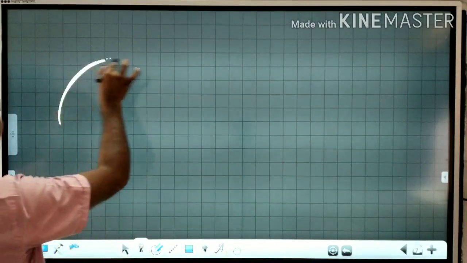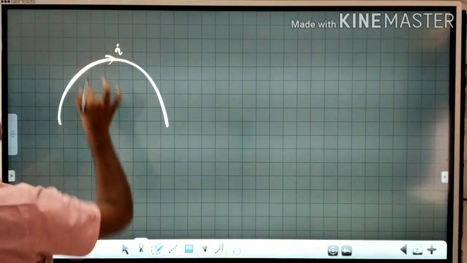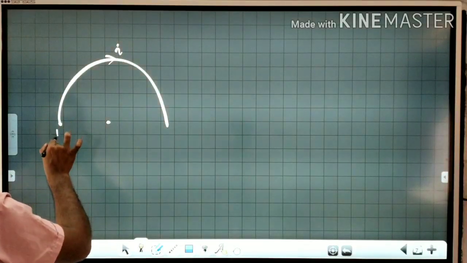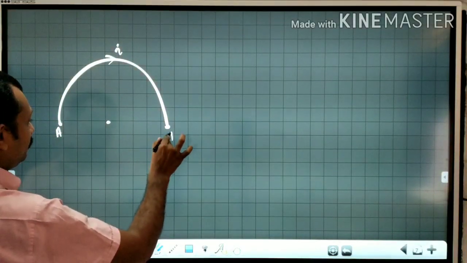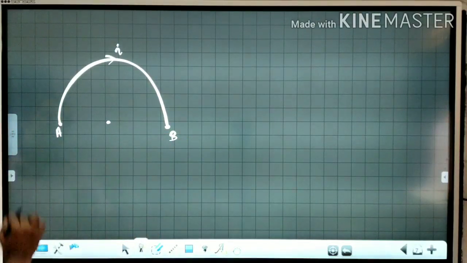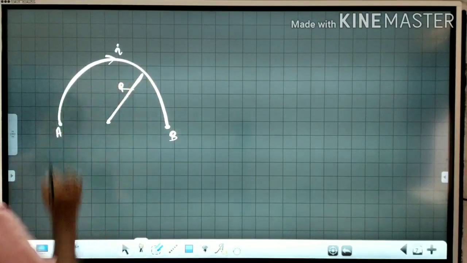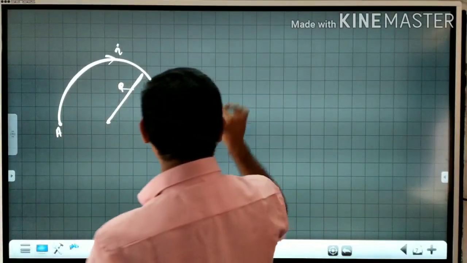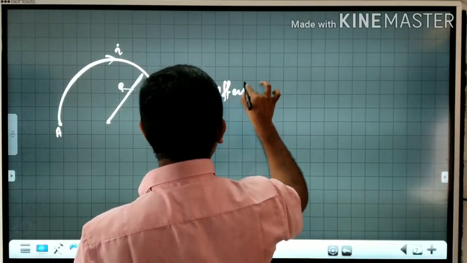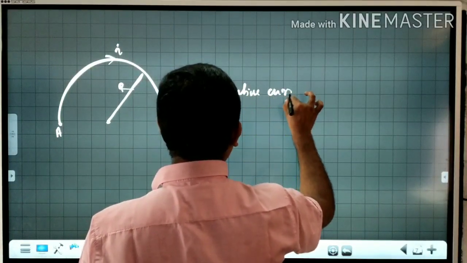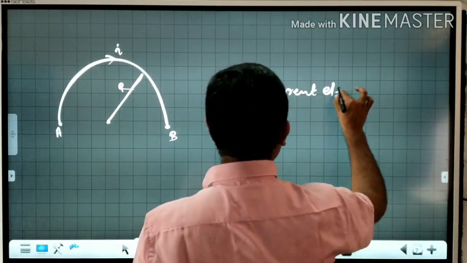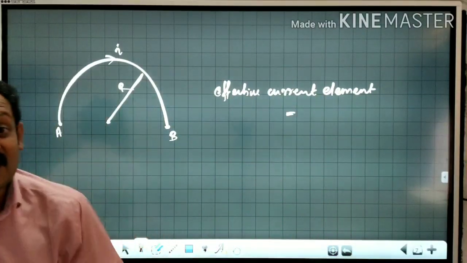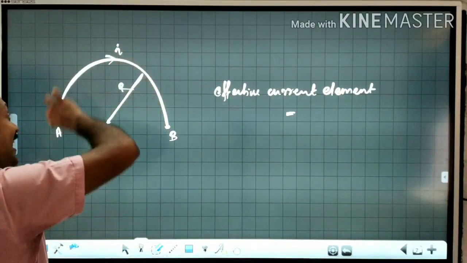Okay, let me consider a semicircular wire carrying current. This is the direction of current. This is the point A and this is the point B. The radius of this one is R. What is the effective current element for this conductor?